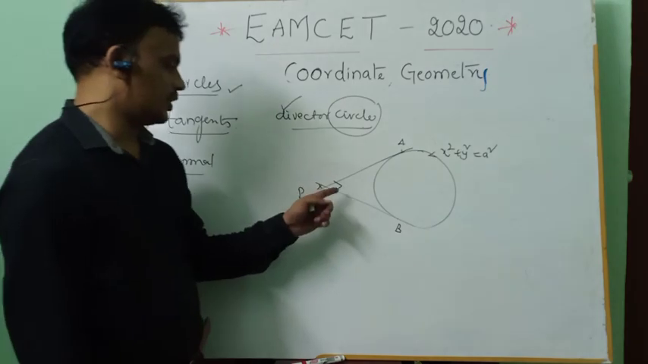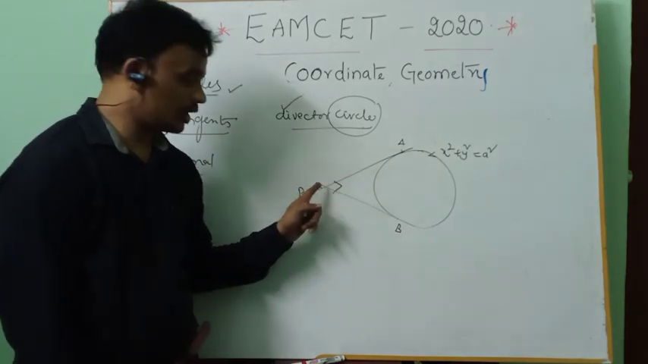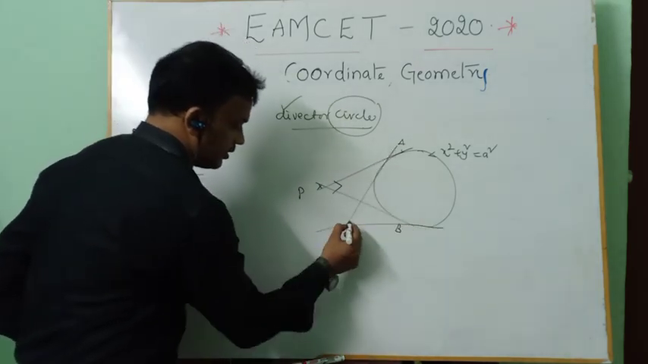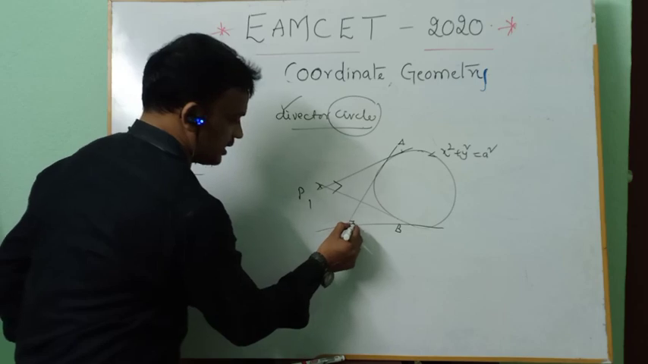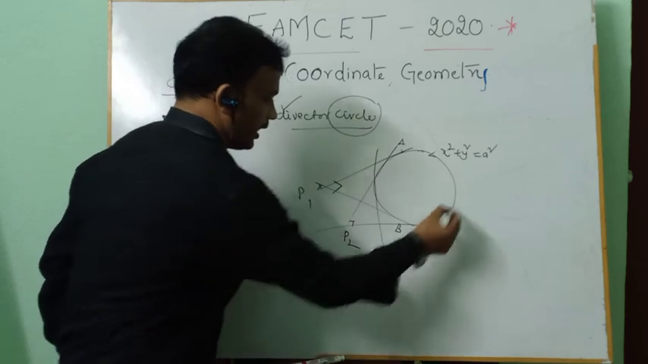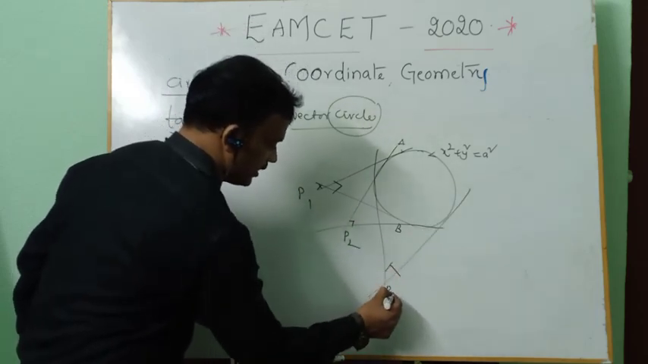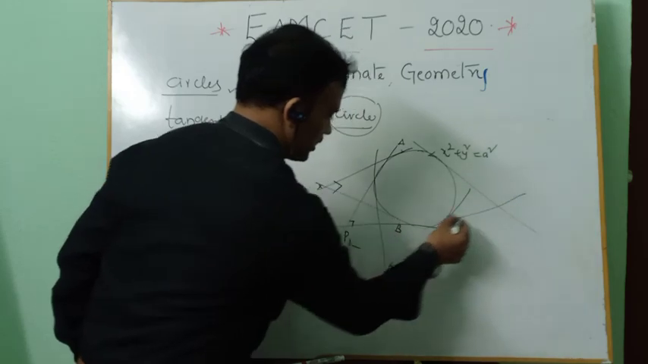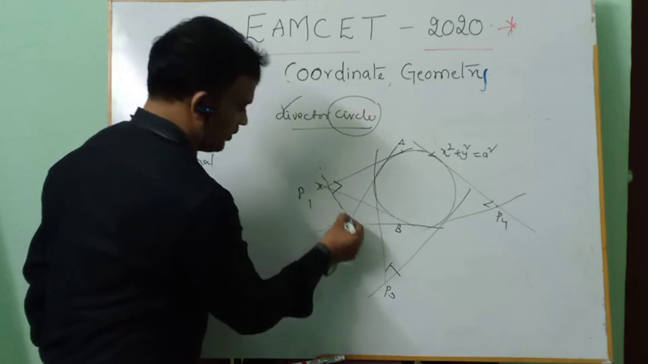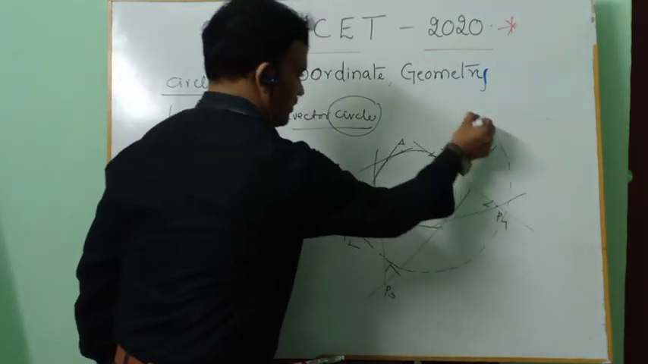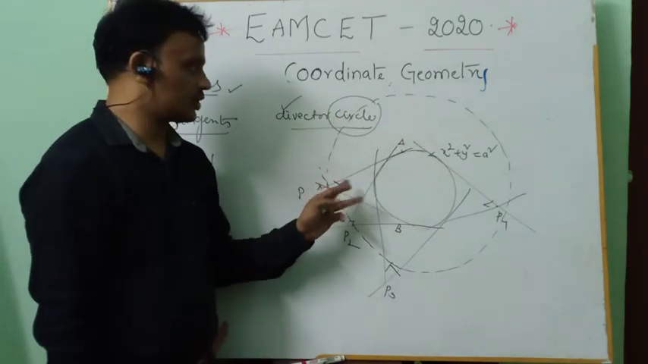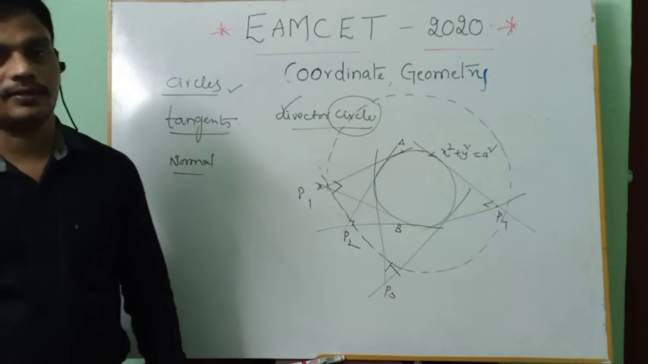What is that? The locus of the point of intersection of which type of tangents? Perpendicular tangents. If you draw the tangents from the point of intersection P2, the angle between them is 90 degrees. Here also the angle between them is 90 degrees. It is P3; if you draw like this, the angle between them is 90 degrees. So that location forms a circle, the dotted circle, which is called the director circle.